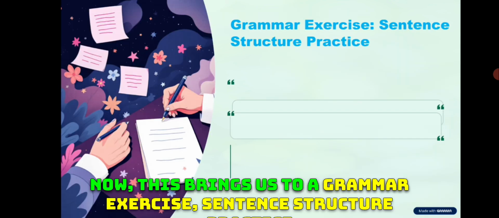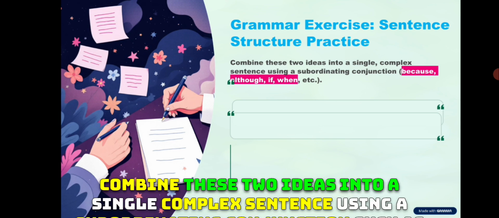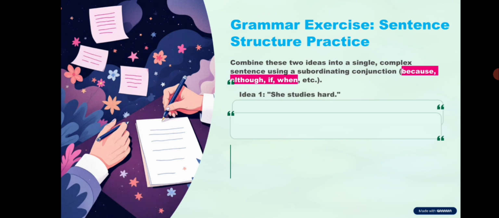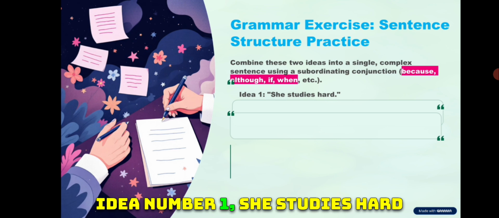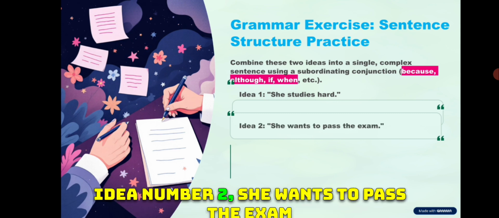Now, this brings us to grammar exercise: sentence structure practice. Combine these 2 ideas into a single complex sentence using a subordinating conjunction such as because, although, if, when, etc. Okay? Idea number 1, she studies hard. Idea number 2, she wants to pass the exam.